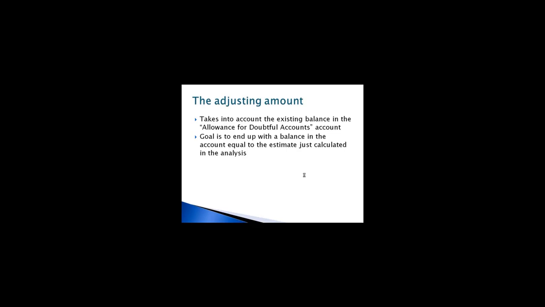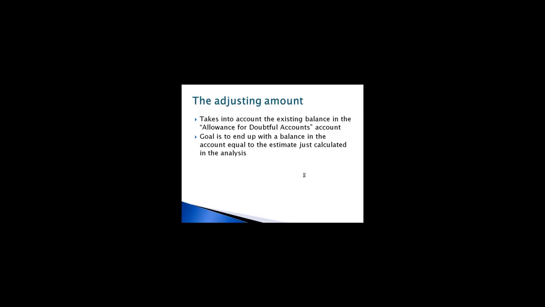This total represents the desired balance in the allowance for doubtful accounts based on our current outstanding receivables. Notice I said desired balance, because our goal in the adjusting process is to end up with this balance in our allowance for doubtful accounts after we have completed the adjusting entries. This differs from the percentage of sales method. In the percentage of sales method, our adjusting entry was made regardless of any existing balance in the allowance for doubtful accounts account. Using the analysis of accounts receivable method, we want to end up with a specified balance in our allowance for doubtful accounts account, so we need to consider the current balance prior to making our adjusting entry.